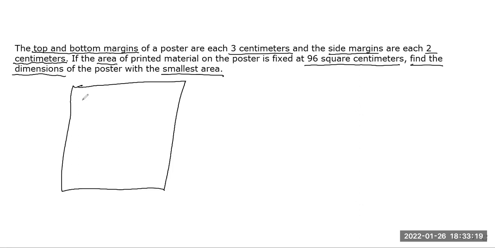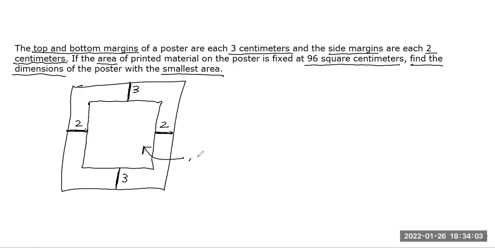Well, let's draw our little poster. So, in the center of it, I have a little printed material here. I got a nice little rectangle, square, something with a nice little 4 sides to it. Because I have margins on the side, each measuring 2 centimeters. And I have these margins on the top, each measuring 3 centimeters. All that's fixed.